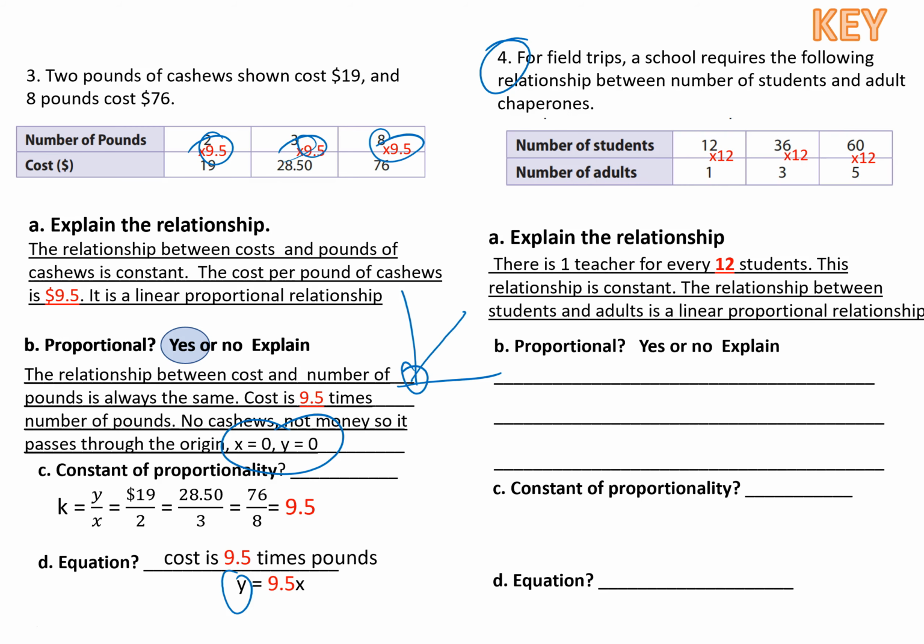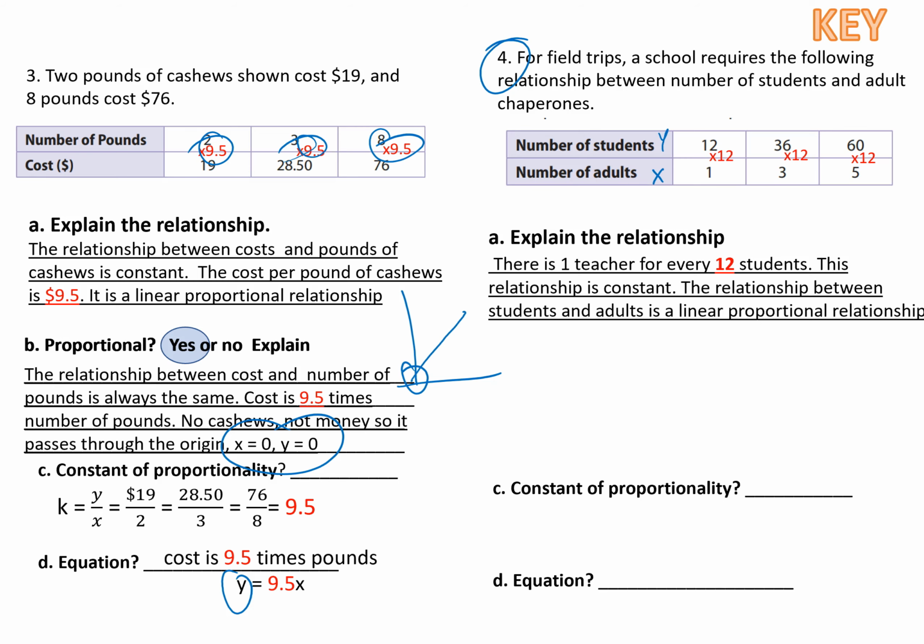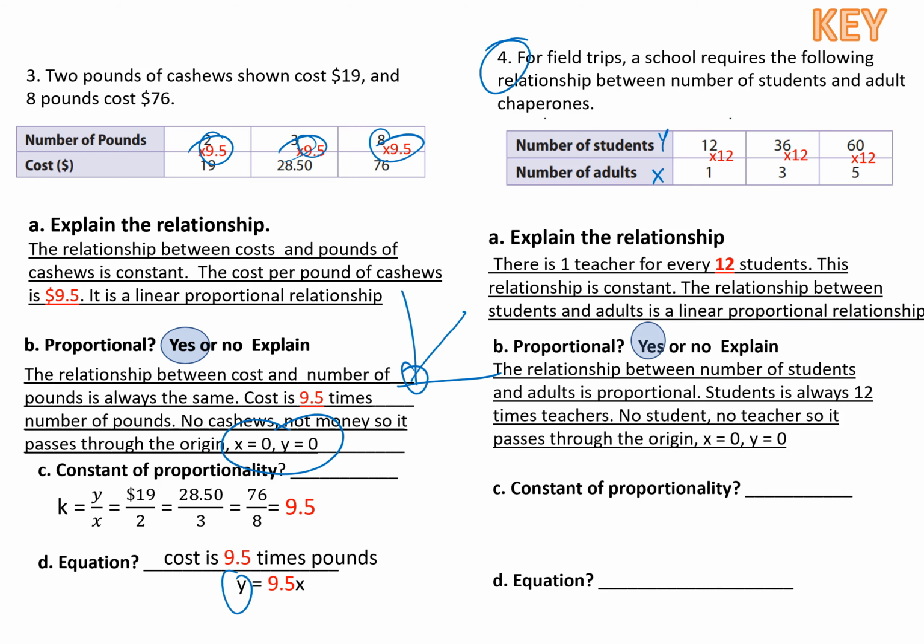Okay, so there is one adult for every 12 students. If I said adults was x and students was y, to find out how many students can go, I need to have one adult for every 12 students. That's my relationship. Is it constant? Yes, it is. It's constant, so it's proportional. The relationship between number of students and adults is proportional. Students is always 12 times the number of teachers or adults. No students, no need for a teacher or an adult.